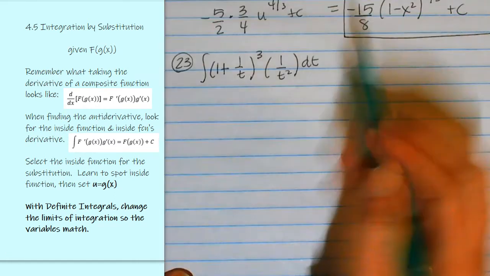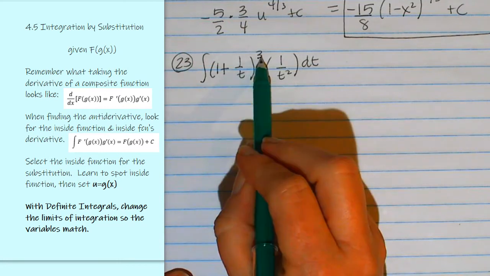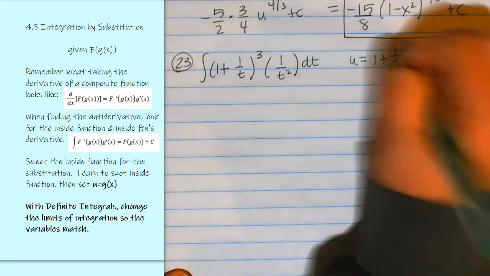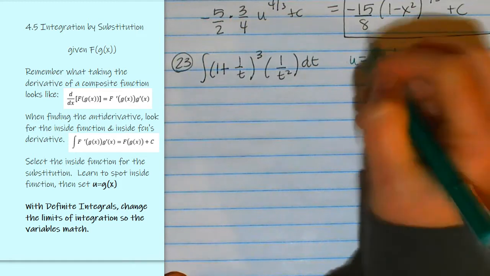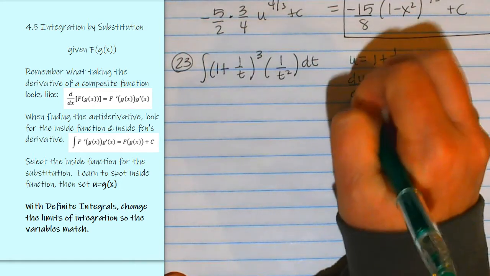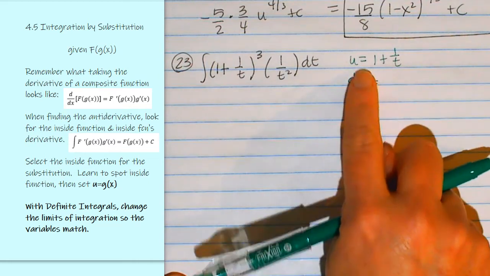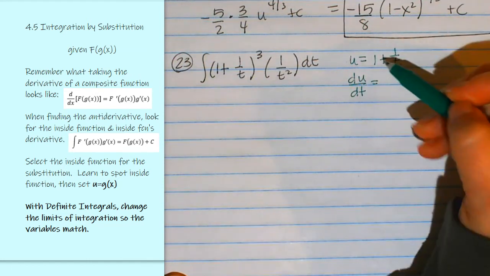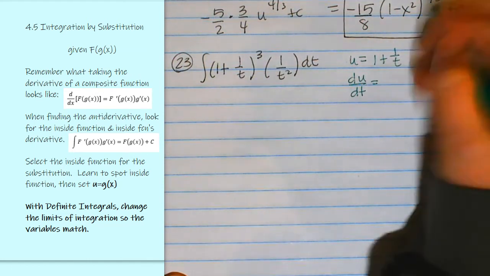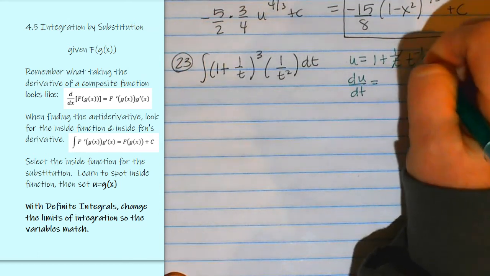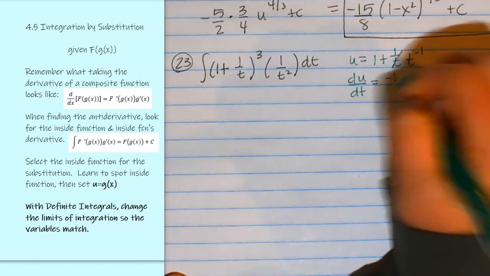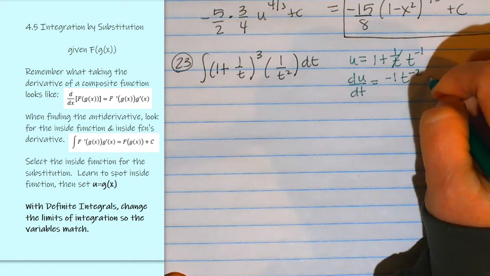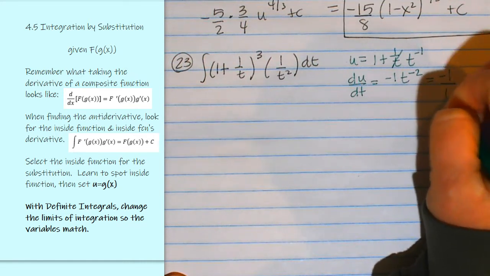So I'm going to choose the inside function. Inside the cube, it's always the inside function. u equals 1 plus 1 over t. When I take this derivative, du/dt is going to be, notice how I'm taking the derivative of u, but it's with respect to t. The derivative of 1 is 0. The derivative of, I'm going to consider this to be t to the negative 1, that'll be negative 1 t to the negative 2, or negative 1 over t squared.